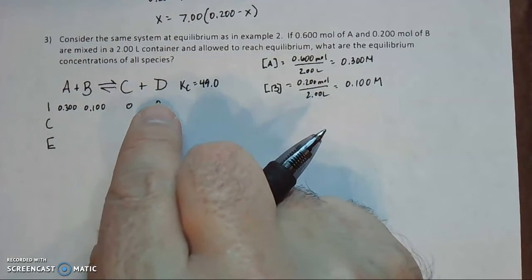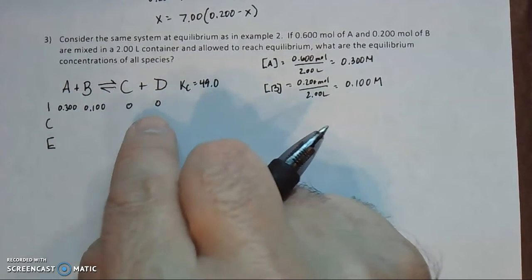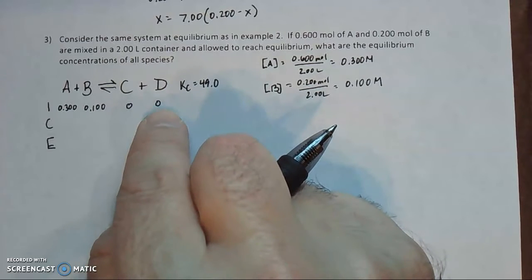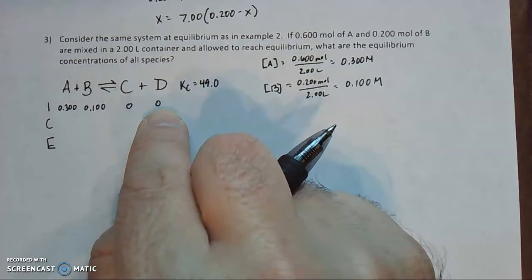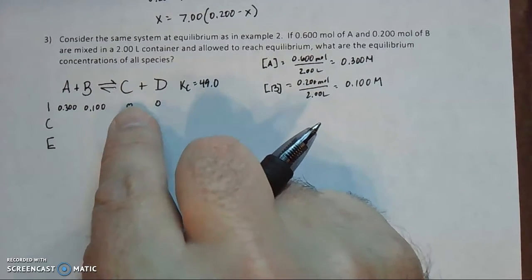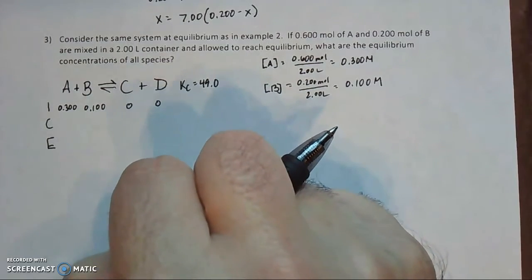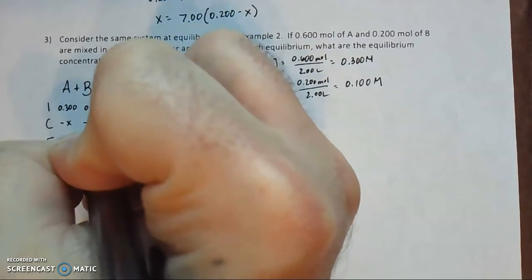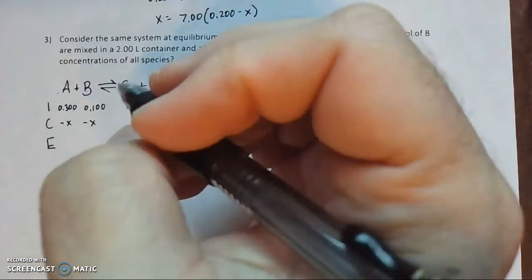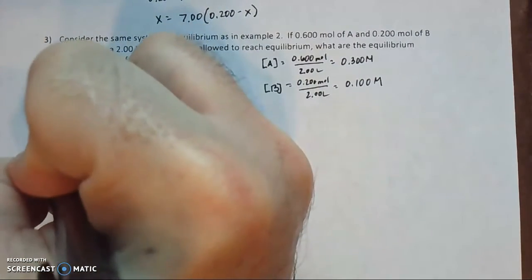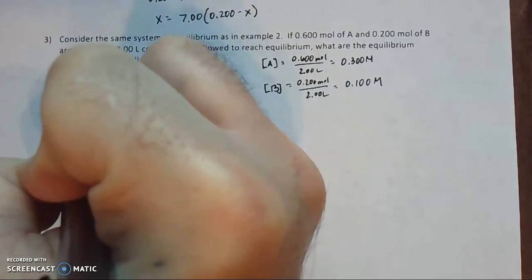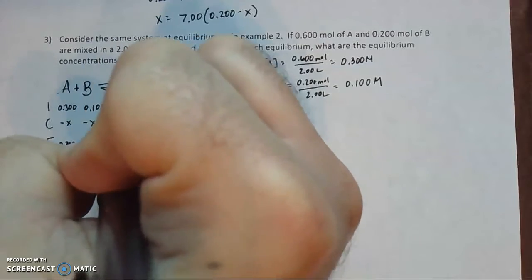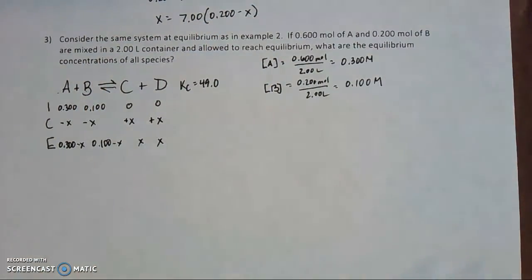We could calculate Q, with C and D being on the top, and Q would be 0, so it has to shift in this direction in order to proceed towards equilibrium. With that, we know that A and B are both going to decrease by the same amount because their coefficients are 1, and C and D are going to increase. So at equilibrium, these are going to be the amounts of A, B, C, and D.